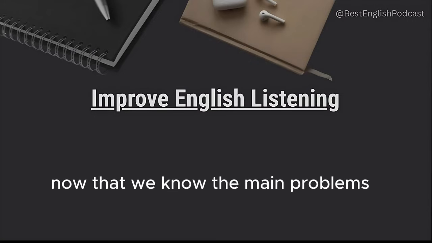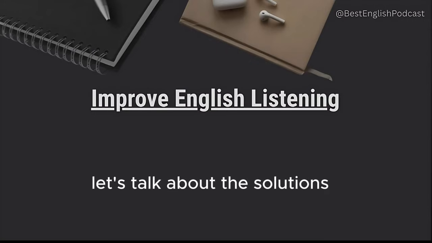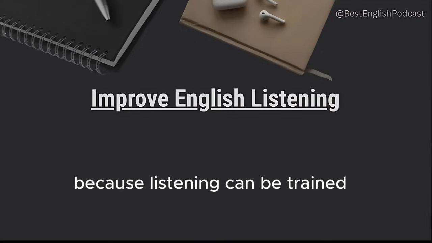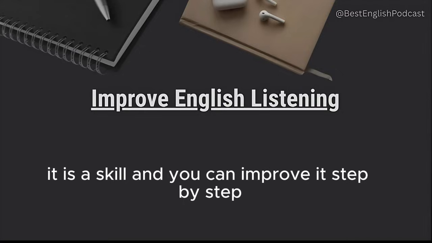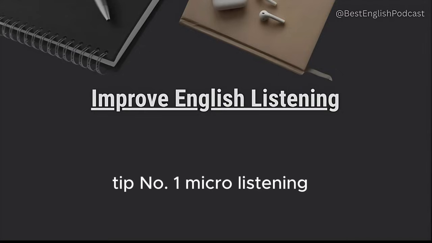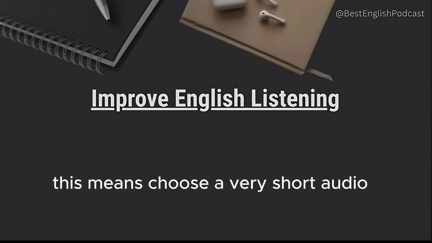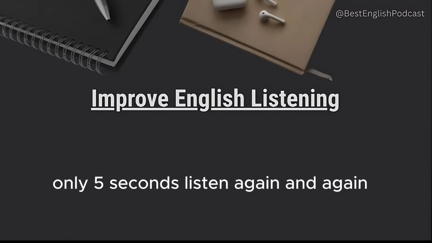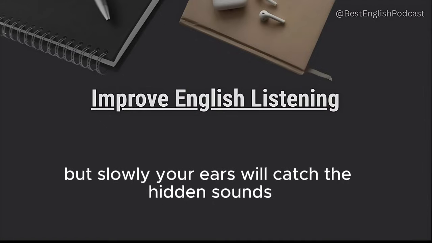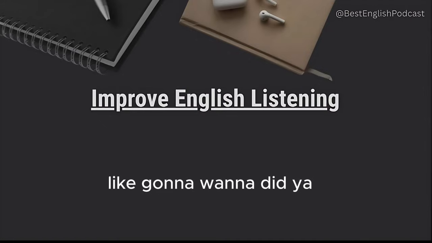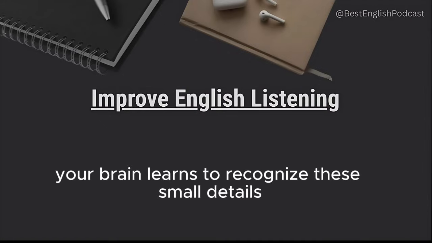All right, my friends, now that we know the main problems, let's talk about the solutions. Because listening can be trained. It is not magic, it is not a secret, it is a skill, and you can improve it step by step. Tip number 1, micro-listening. This means choose a very short audio, only 5 seconds. Listen again and again. At first, it feels boring. But slowly, your ears will catch the hidden sounds like gonna, wanna, didya. Your brain learns to recognize these small details.